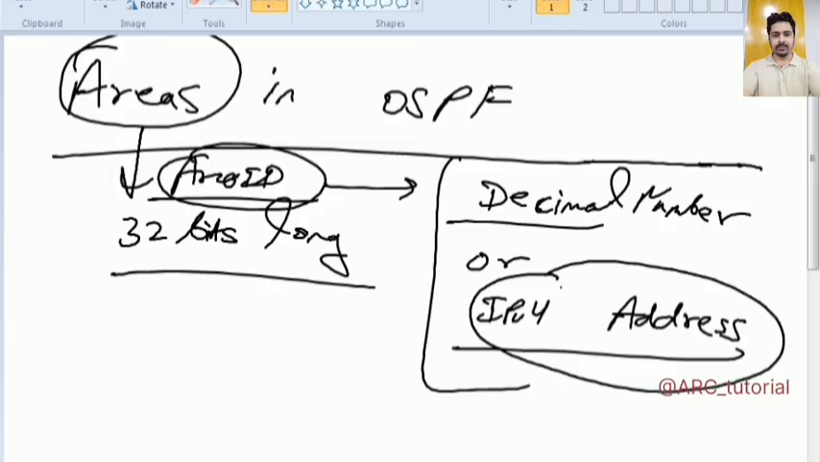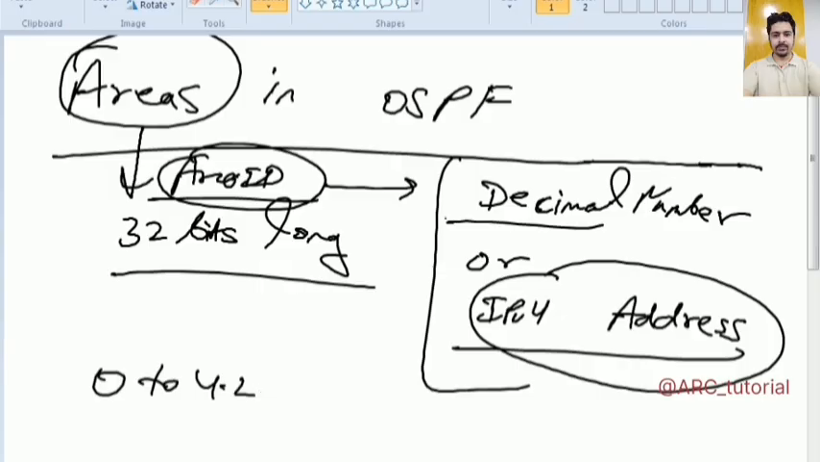It's not always to say area 0. You can say 0.0.0.0, and that will also specify that you are using area 0. I get my point? Because IPv4 addresses are also 32 bits long. And the decimal range of area IDs is from 0 to 4.2 billion. I don't remember the exact value, but it is about 4.2 or 4.3 billion, because 2 raised to the power 32, you can calculate it by yourself. It's not million, it's billion.